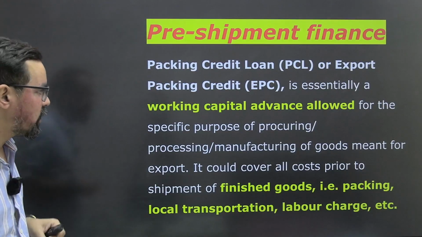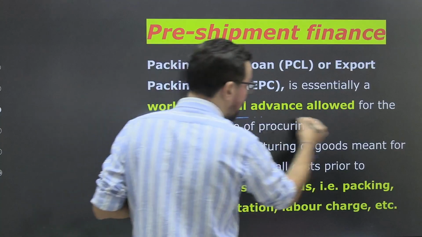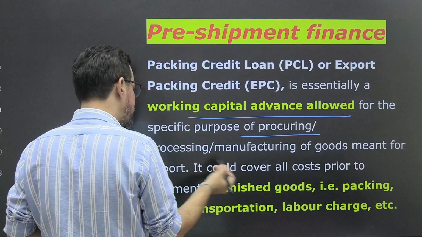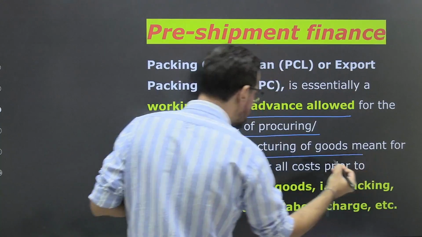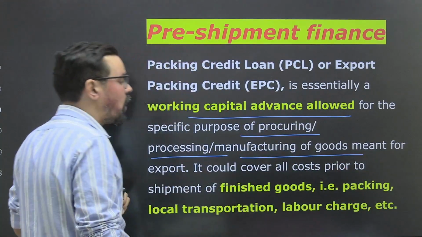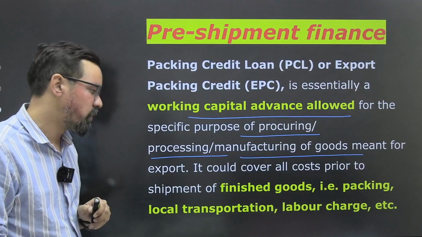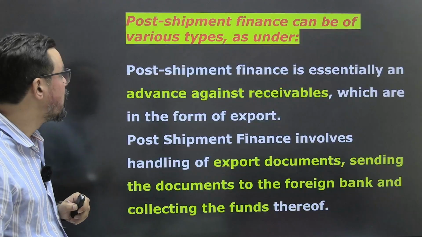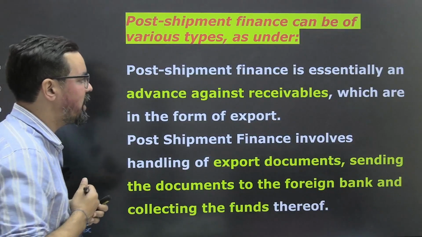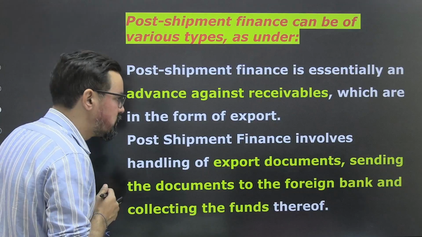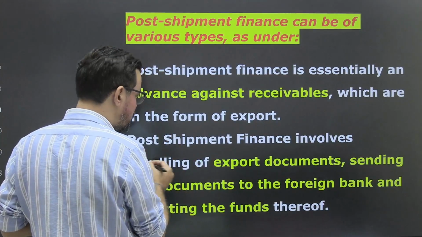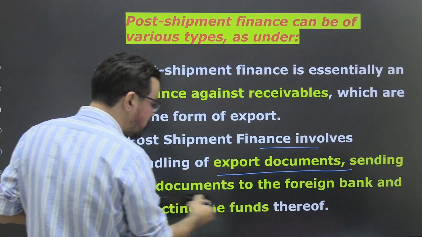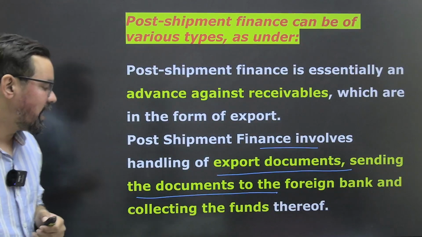Pre-shipment or packing credit loan is essentially a working capital advance allowed for a specific purpose like procuring, processing, and manufacturing of goods meant for export. It could cover all costs prior to shipment of finished goods like packing, local transportation, labor charges, and all. Post-shipment finance is essentially an advance against receivables in the form of exports. It involves handling of export documents, sending the documents to foreign banks, and collecting the funds thereof.